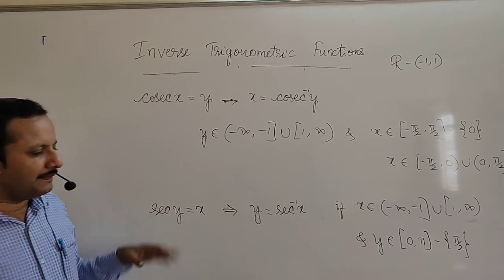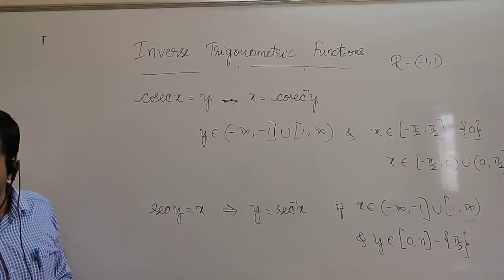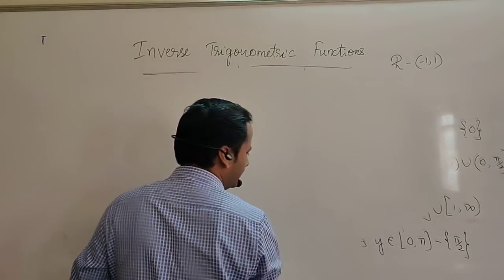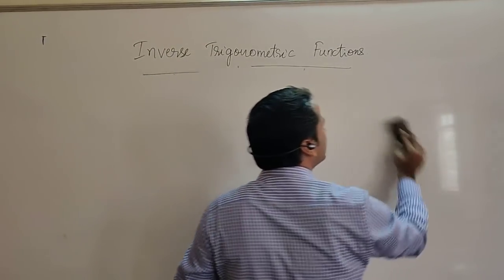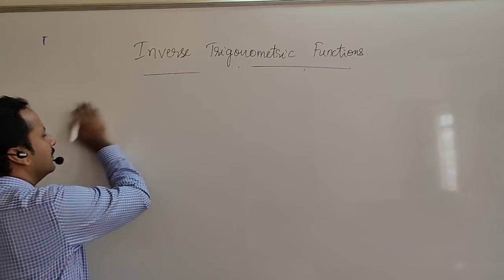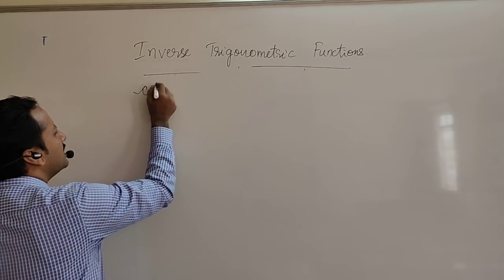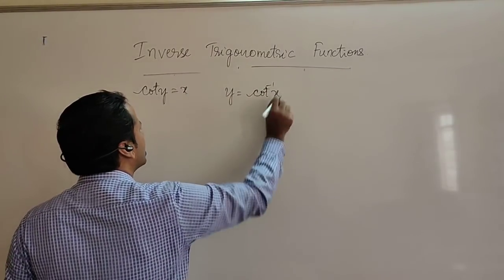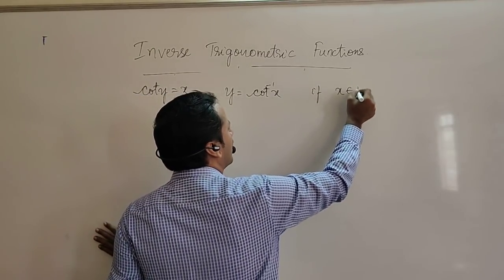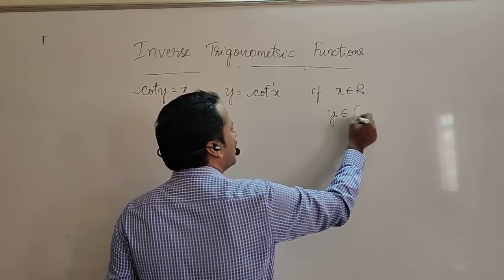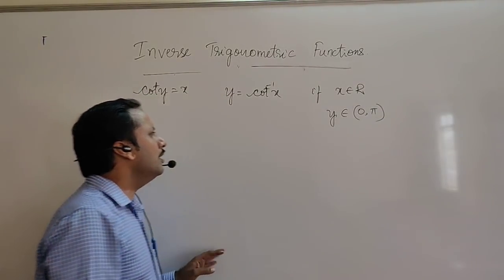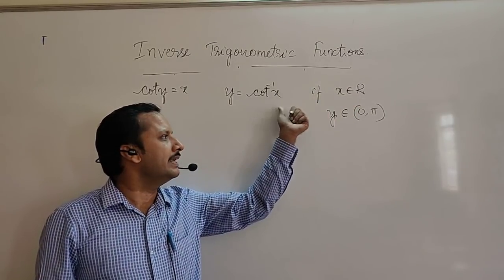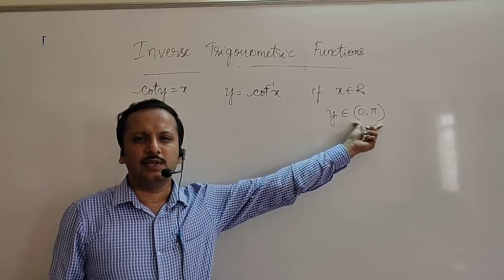Okay, so then one more function we have, which is cot inverse x. Suppose if you have cot y is equal to x, then we write y is equal to cot inverse x if x belongs to, or x can be any real number, and y belongs to open interval 0 to pi, which means the domain of cot inverse x is the set of all real numbers and the range is open interval 0 to pi.